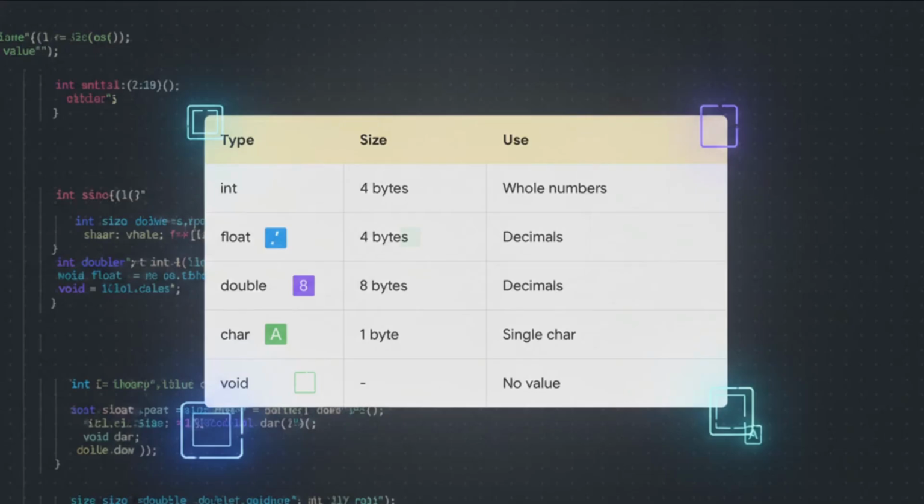Now, because C is a statically typed language, you have to tell the computer exactly what size and shape of box you need before you even use it. For whole numbers, you'd use an int, which takes up 4 bytes of memory. Need decimals? You'll use a float for single precision, which is also 4 bytes, or a double for double precision, taking up 8 bytes. If you just need a single letter or symbol, a char takes up a tiny 1 byte. And void? That literally means no value. It's just an empty placeholder.